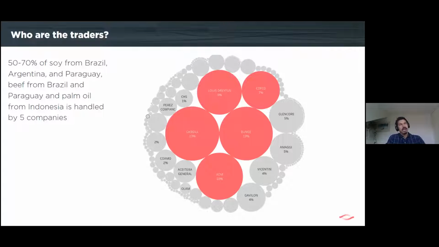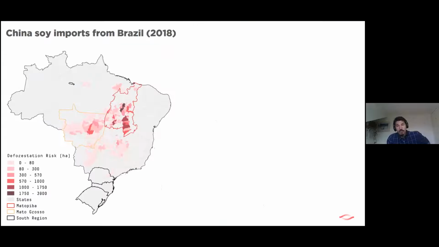Second, we can then understand what's the market share of those companies that are exporting commodities from these tropical regions to many consumer markets. So for example, there is a huge dominance. Only 5 companies in general account for 50% of soy exported from Brazil, Argentina, Paraguay, beef from Brazil and Paraguay, and palm oil from Indonesia. So the market is really dominated by a few companies. And in those contexts that I mentioned, 5 companies handled at least half of the exports from these countries to consumer markets. But then we can also do some more in-depth and interesting analysis.